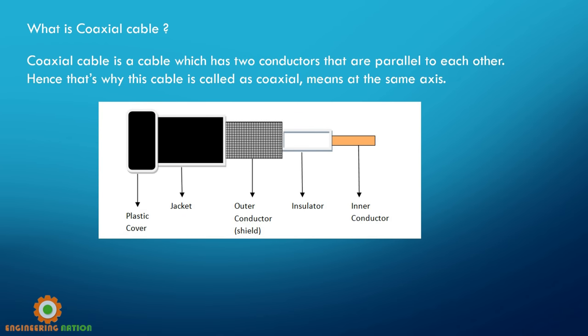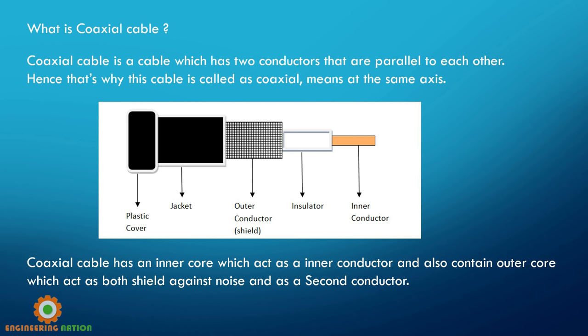Here is the pictorial diagram of coaxial cable. The first, the rightmost, is the inner conductor. The inner conductor is the main conductor of the coaxial cable. It is surrounded by an insulator. The insulator may be plastic or PVC or something else. Over the insulator there is an outer conductor that also works as a shield for the inner conductor. Over the outer conductor there is a jacket which protects the outer conductor, and over the jacket there is a plastic cover which protects the overall structure of the coaxial cable from environmental effects.